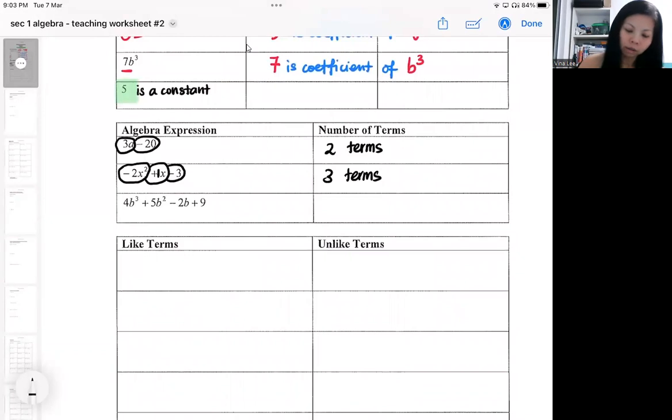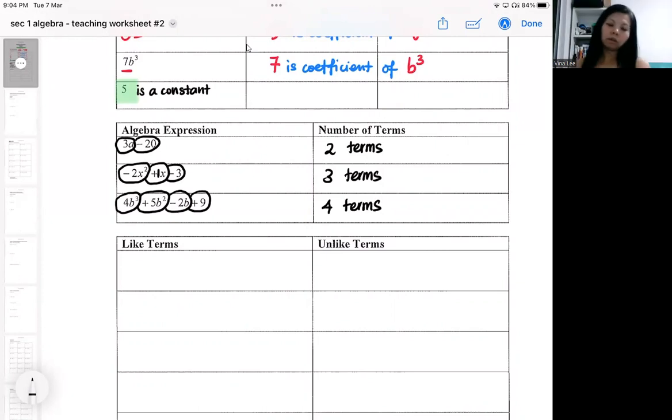Okay, then here, this one consists of a number and variable, 1 term. A number and a variable, 1 term. Here also consists of a number and variable, 1 term. There is a constant which is also considered a term. So in this expression, it contains 4 terms.